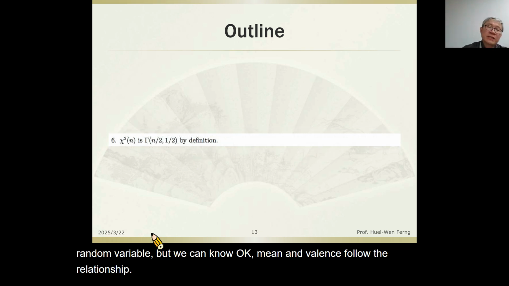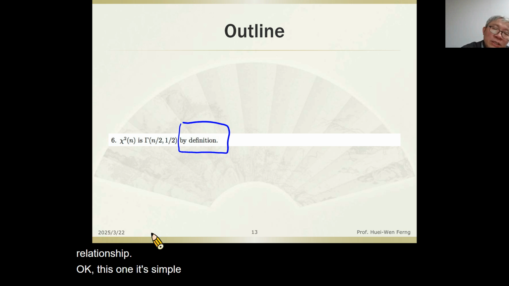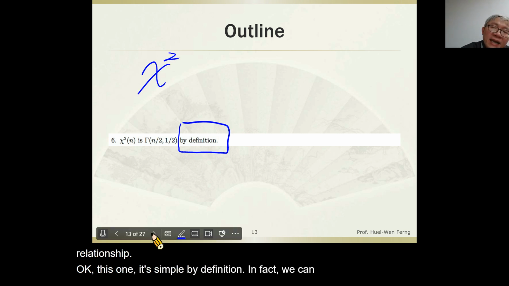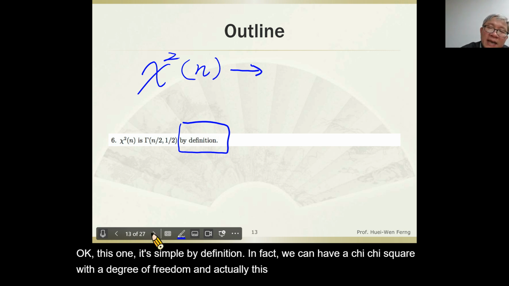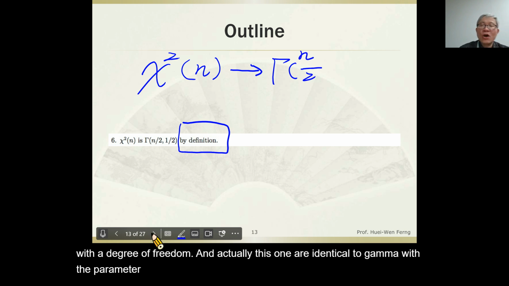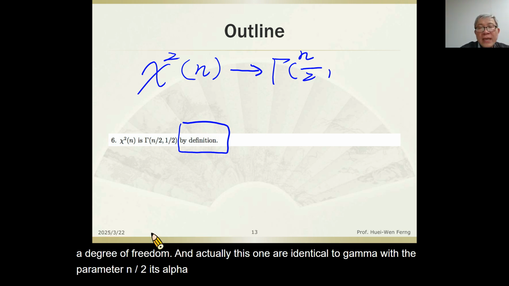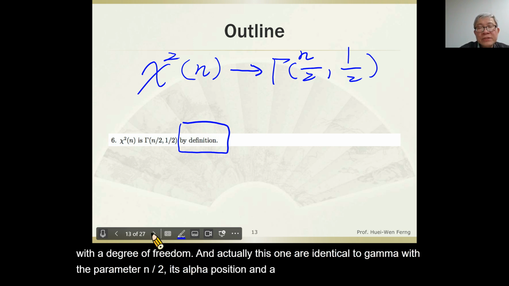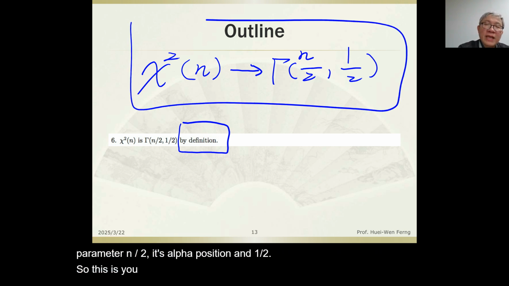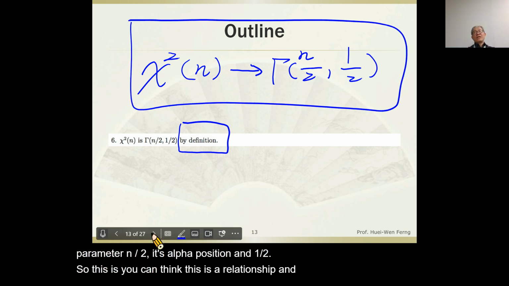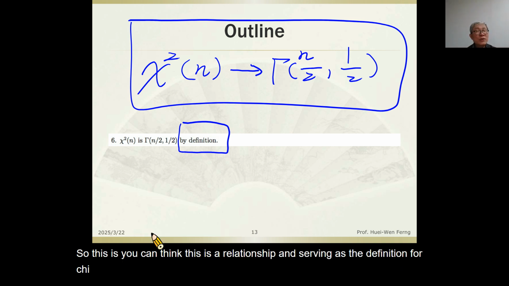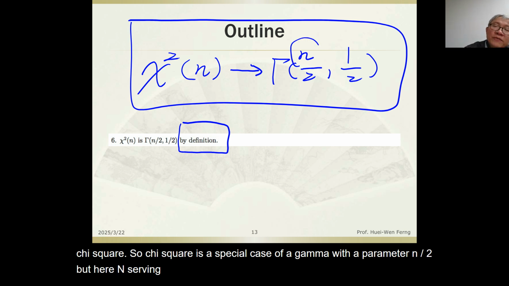Okay, this one is simple by definition. In fact, we can have a chi square with a degree of freedom n. Actually, this one is identical to a gamma with parameter n over 2, with alpha equal to n over 2 and a half. You can think of this as a relationship serving as the definition for chi square. So chi square is a special case of a gamma with parameter n over 2, where n serves as the degree of freedom.